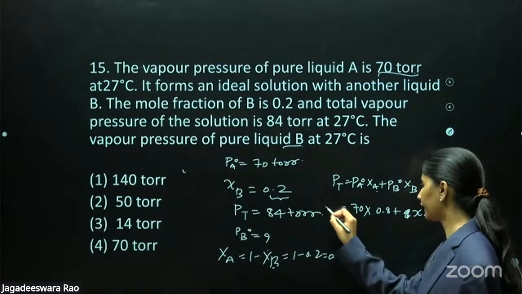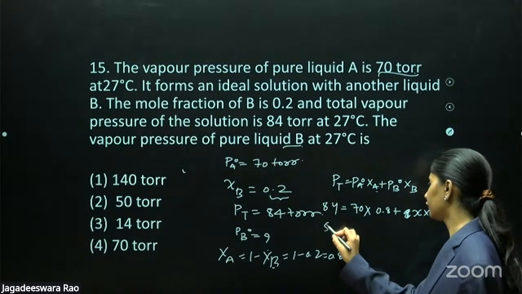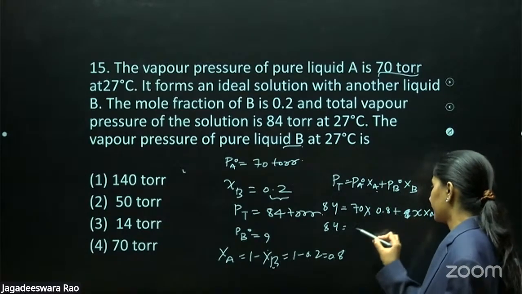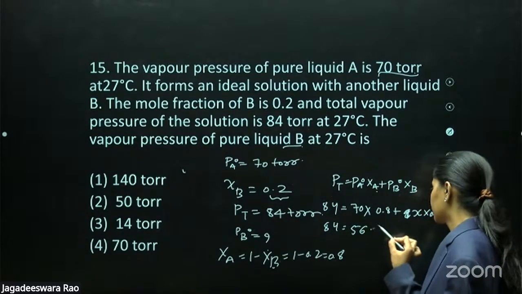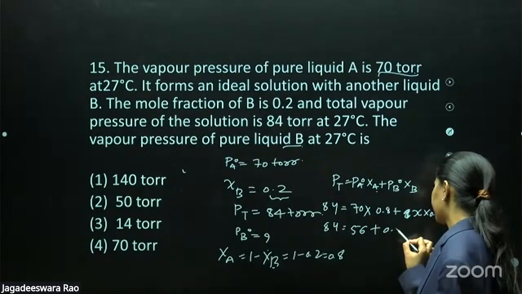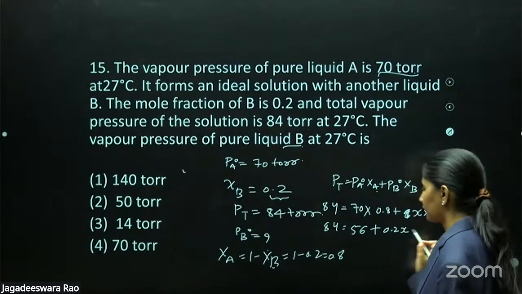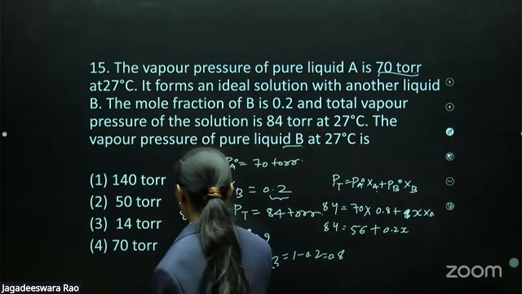Which is equal to 84. So now 84 is equal to 7 8s are 56 plus 0.2x. So now 84 minus 56. What is 84 minus 56?